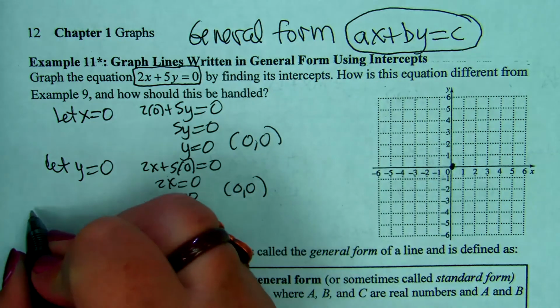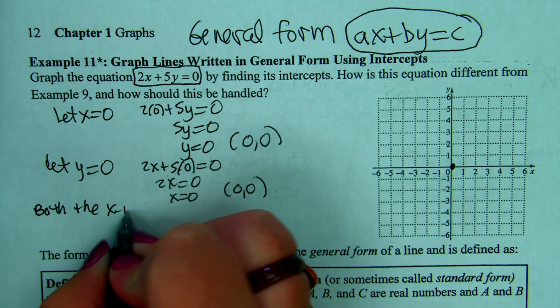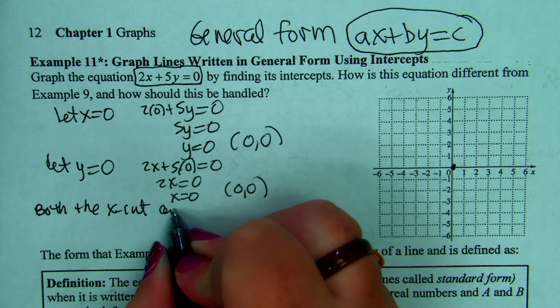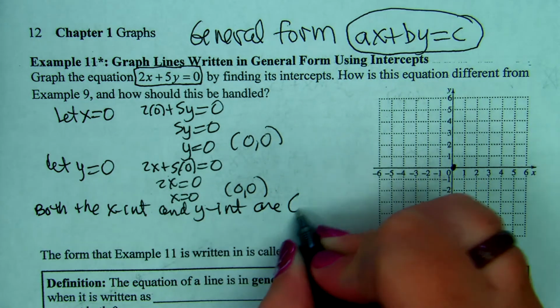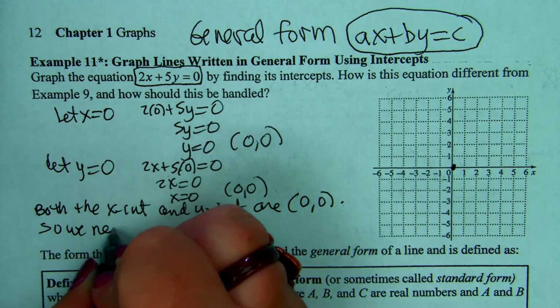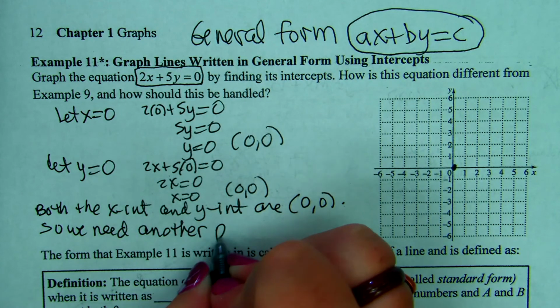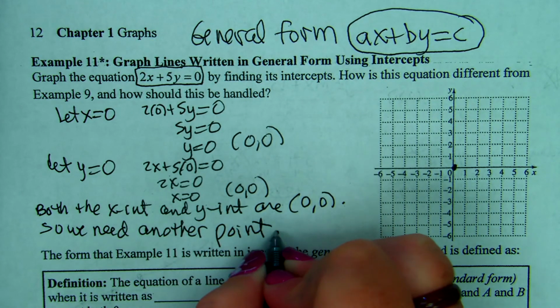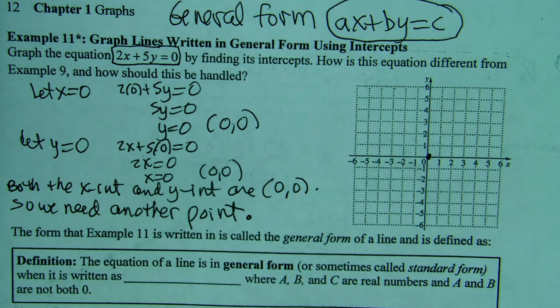So it's different because both the x-intercept and y-intercept are 0, 0. So we need another point. And it doesn't matter what point you pick, but you kind of want one that's not near the origin so that you have space between the 2 points to draw a good line.